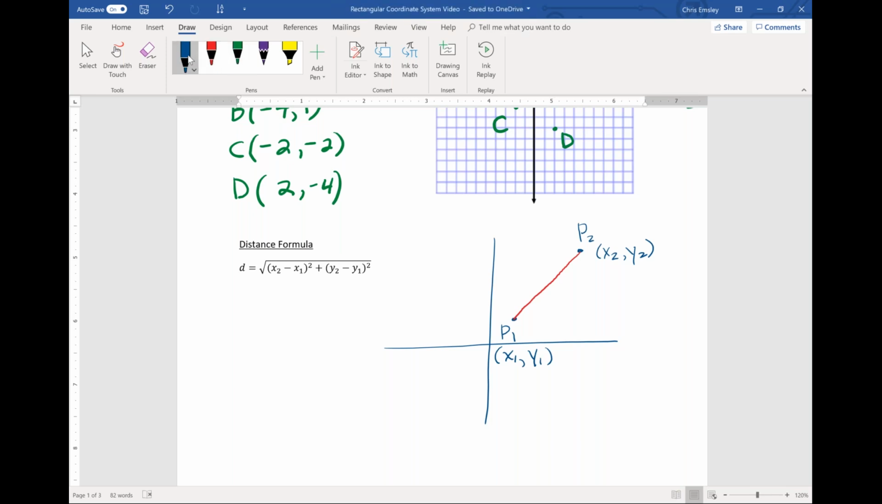This formula is derived or proven from using the Pythagorean theorem. If we were to turn this triangle into a right triangle, it turns out that the length of this side can be represented by the absolute value of y2 minus y1, the difference between the y values. And then the length of this side can be represented by the absolute value of x2 minus x1. And when we put that all together, if we would use the Pythagorean theorem, a squared plus b squared equals c squared, where c would be the red side, we could derive this formula. You don't really need to know how to derive the formula. I just wanted to give you a basic idea of where that came from.